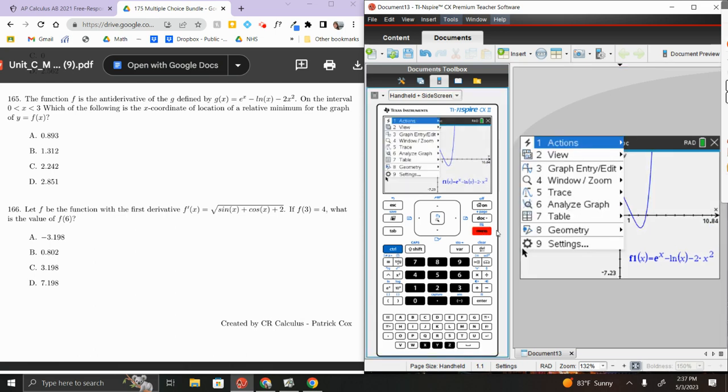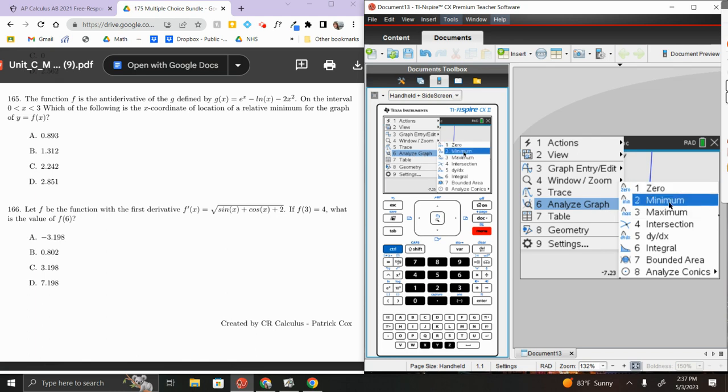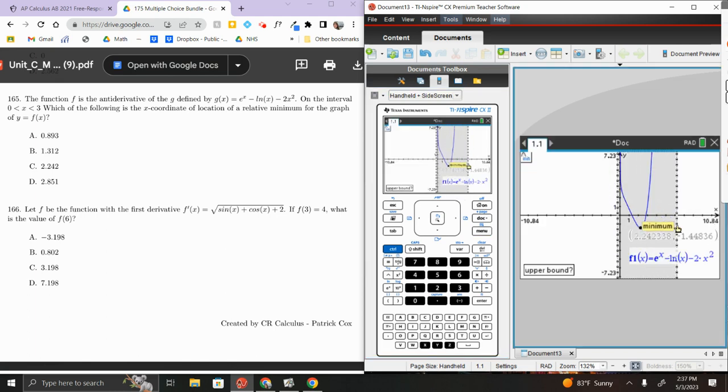So I'm going to do menu, analyze graph, minimum, click, click, 2.242. The answer is C.